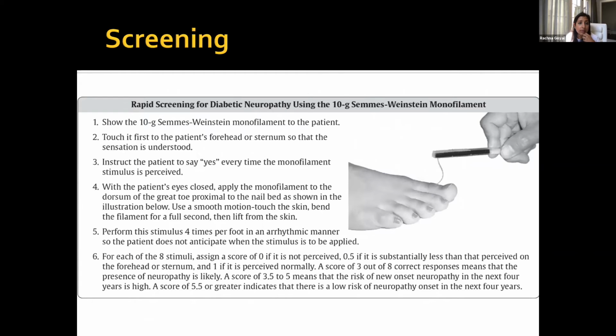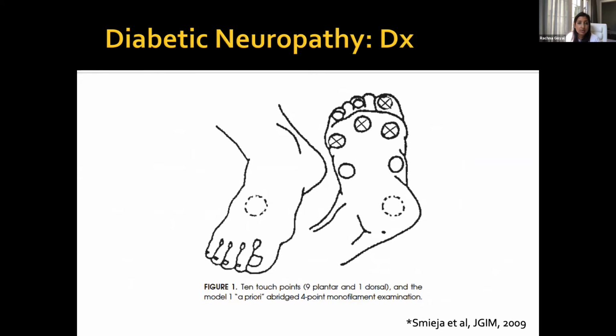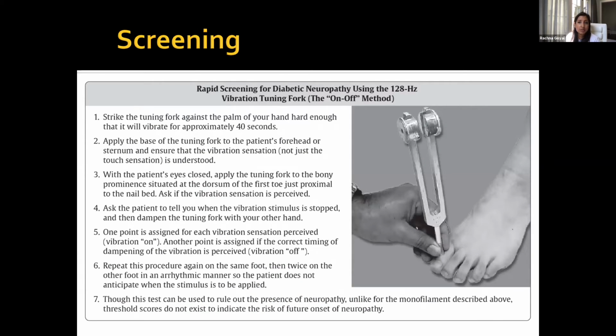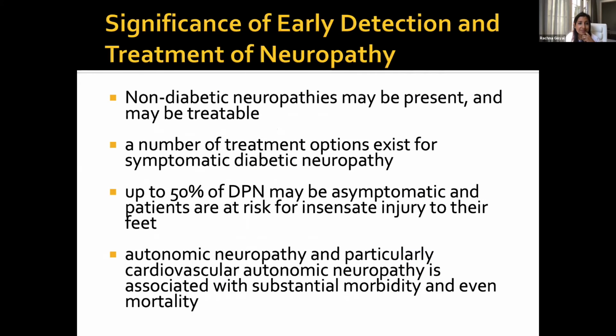Hopefully you guys all have a little monofilament in your white coat that you can use on your diabetics. You do the monofilament test, and these little circles are the points where you should be checking with the monofilament. And the other thing to always do, which I'll admit we're not so good about doing either, is using a tuning fork. But you do the best you can.